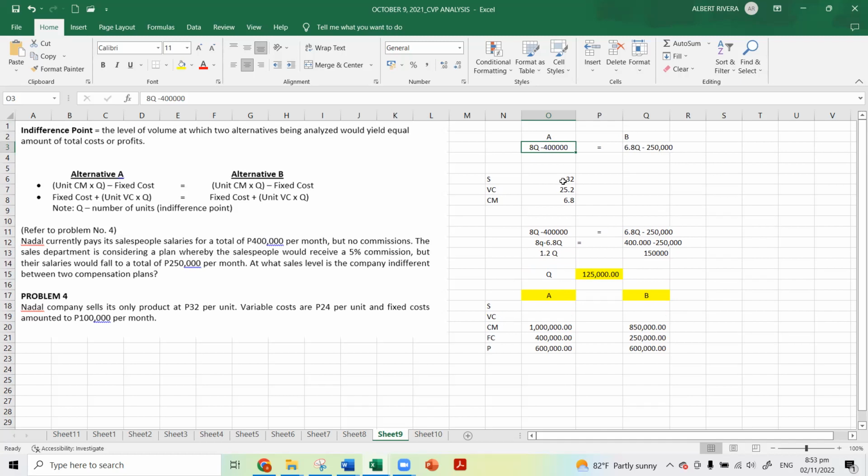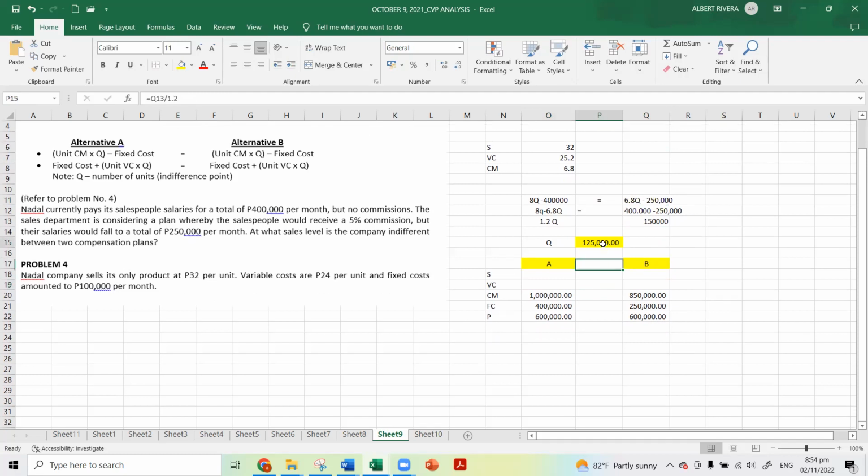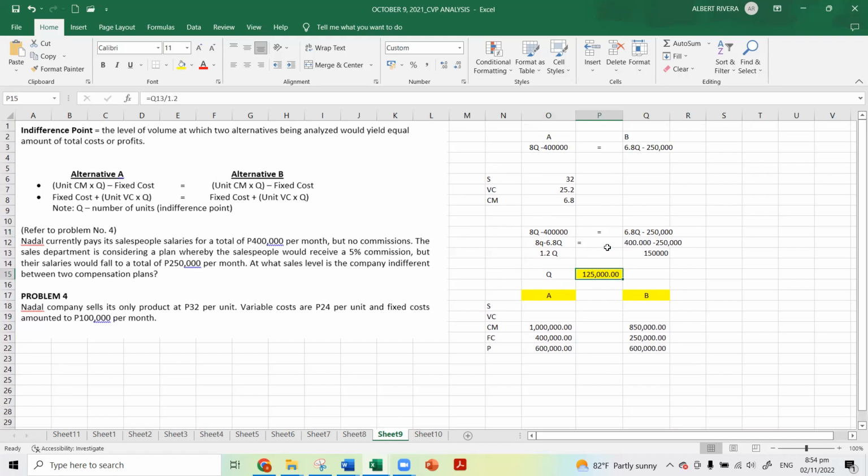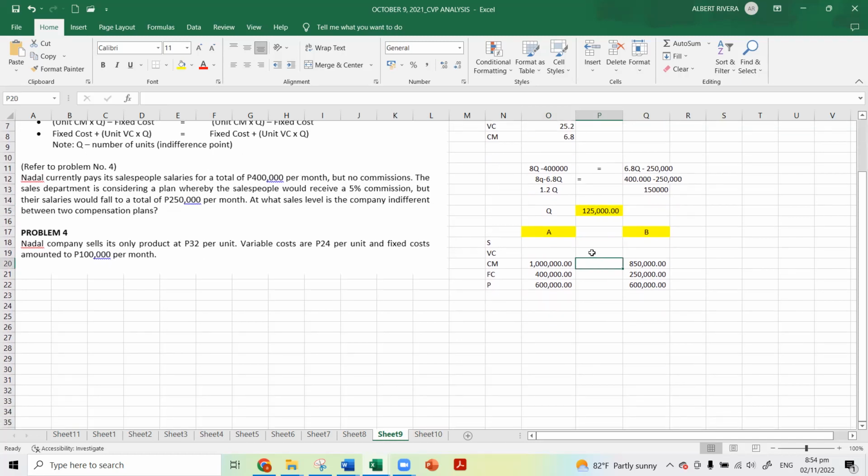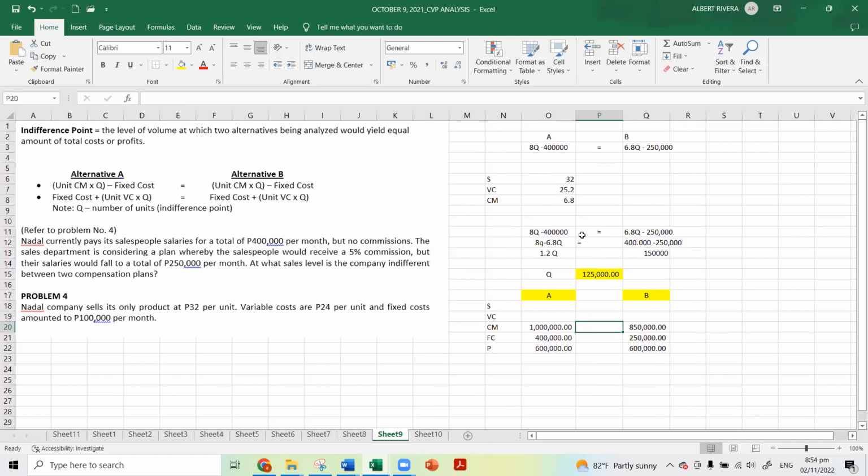So that is your 32 selling price. Instead of 24, there would be a 5% commission, and the 5% commission is equivalent to 1.2, okay? And that is now 6.8 CM minus 250,000. So using this formula, after transposition, you will get what? A quantity equivalent to 125,000. So at 125,000 quantity, this is the indifference point, wherein the total cost would yield the same profits, either choosing one of the alternatives. And that is your indifference point. Okay?